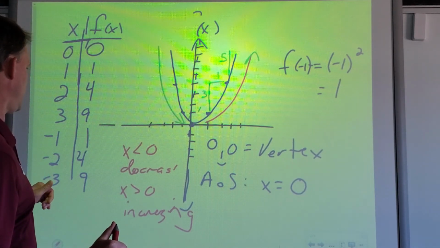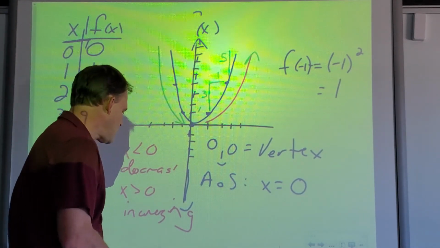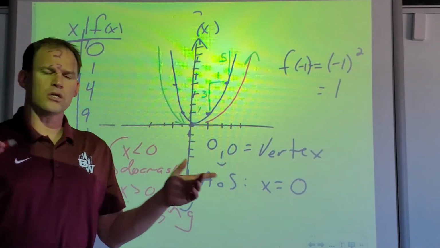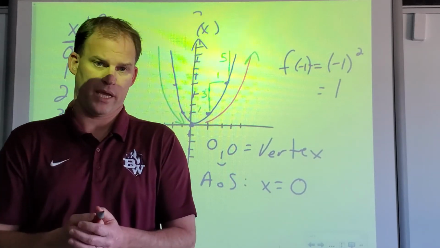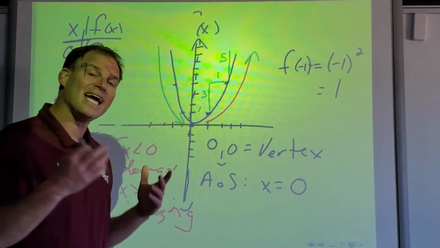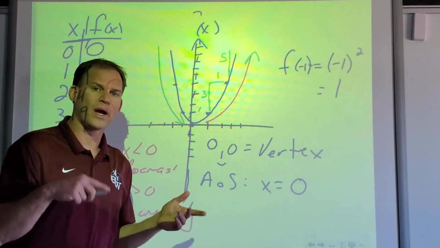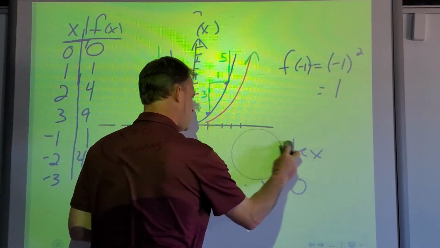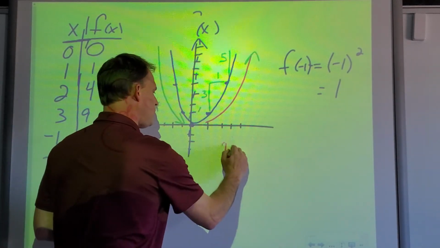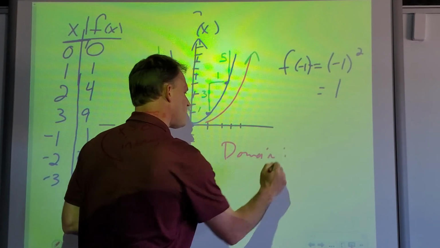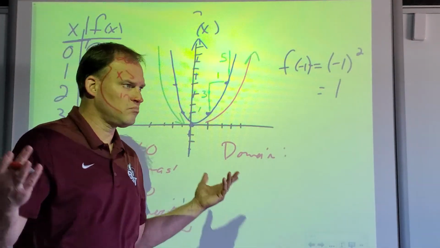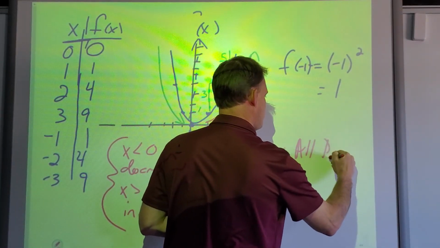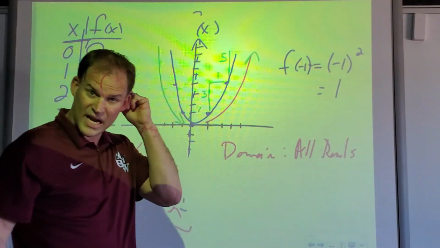So, what else do we got? Okay, so we talked about something a long time ago. We talked about domain and range. All right, domain is the x's that you can plug in. Range is the y's you can get out. So, one more thing to talk about here. What possible x's could I plug in here? Well, I could plug in anything. All right? Any x could go in.